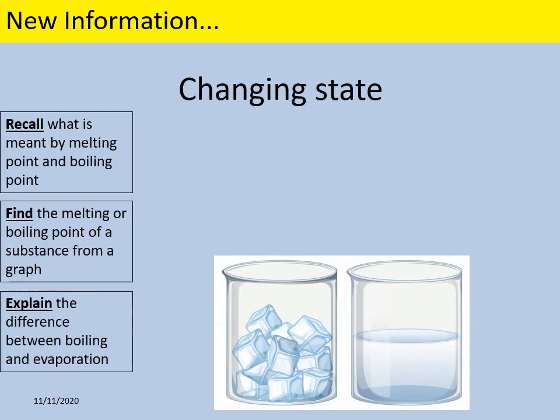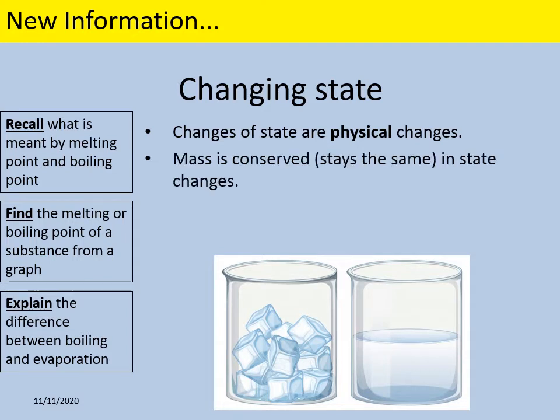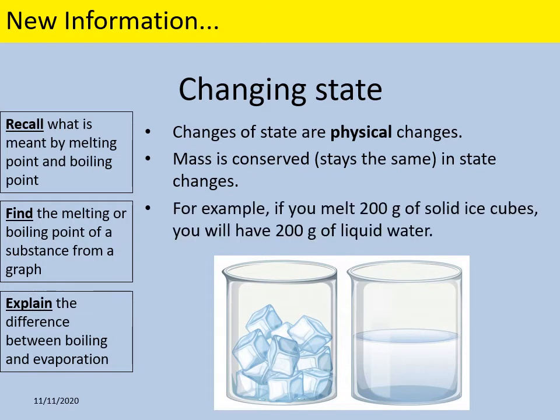So when we talk about the change of state happening, changes of state are physical changes. We're not changing the chemical makeup of the substances, we're just changing how those particles are arranged, whether the forces between them are strong or whether the forces between them are weak. Mass will always be conserved, which means it stays the same in these state changes. So for example, if I had 200 grams of ice cubes, which is a solid, and I melt them, I'll have 200 grams of liquid water. The mass of the substance hasn't changed, it's just the state that it's in.